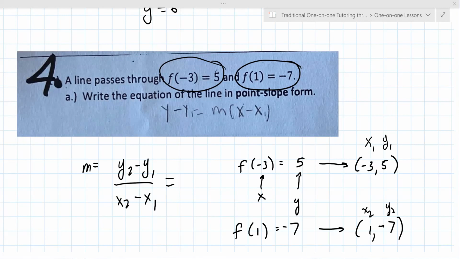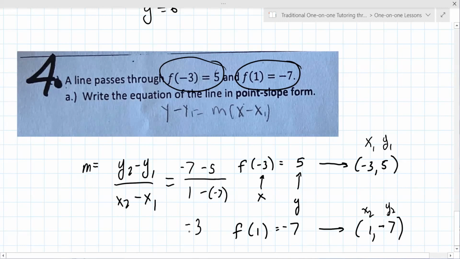Okay, -3 is the slope. Let's see here. Yeah, -12 over... Did you say positive or negative? I said negative. So -7 minus 5 over 1 minus a -3. Yeah, so it is -3. Great. So that's your M.